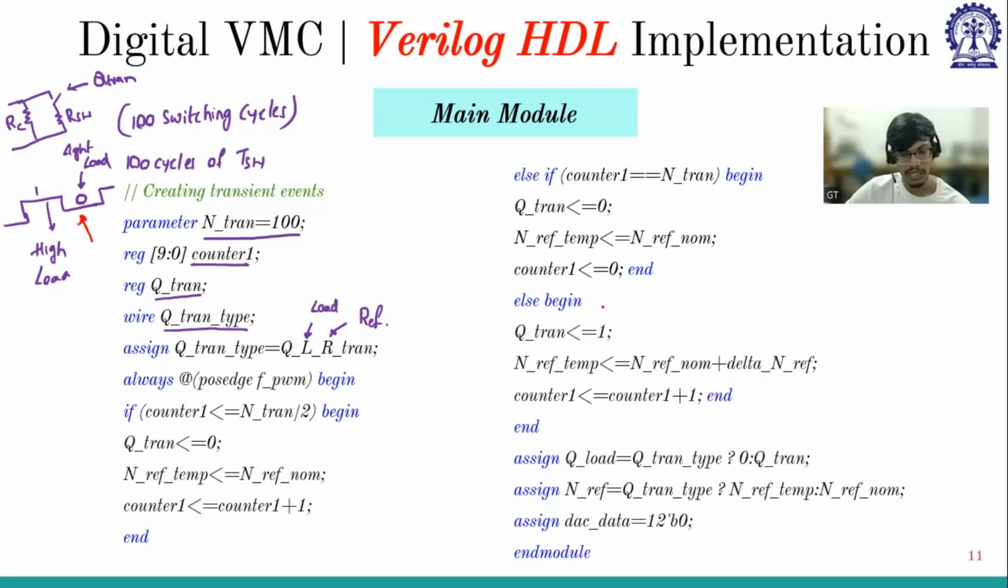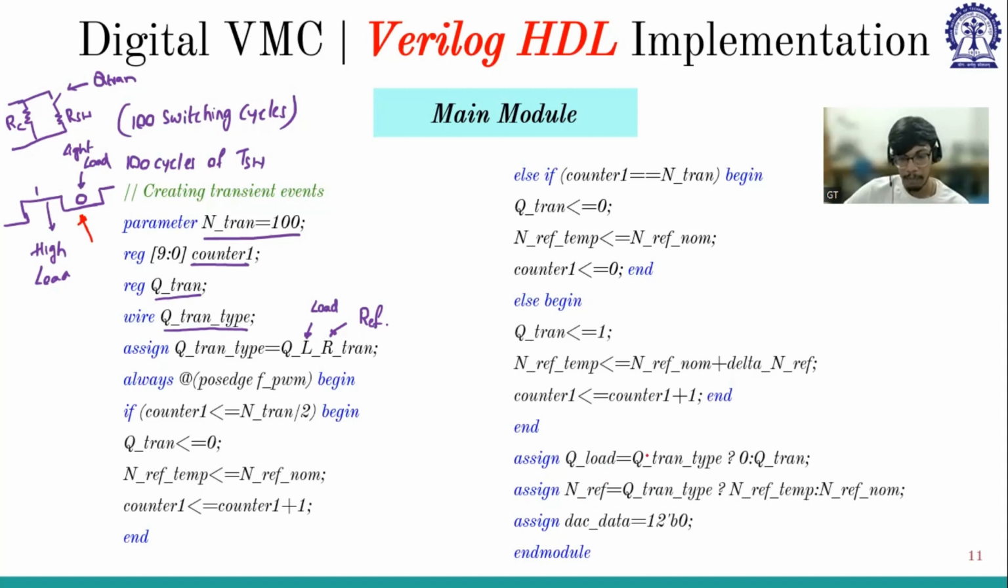So SAR is getting this Qtran that will be given to this switch connected in series with the resistor. Then SAR is assigning a variable Q load, based on Qtran type. SAR is checking whether Qtran type is 0 or 1. If Qtran type is 0, Q load will be 0. If Qtran type is 1, then Q load will be Qtran. Accordingly, SAR is getting this Q load and nref.